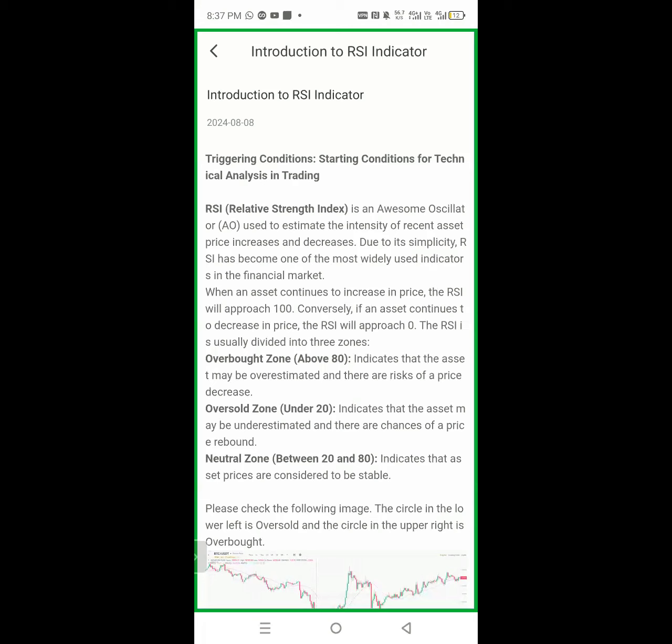Okay, starting condition for technical analysis in trading. RSI, which means relative strength index, is an oscillator used to estimate the intensity of recent asset price increases and decreases. Due to its simplicity, RSI has become one of the most widely used indicators in the financial market.